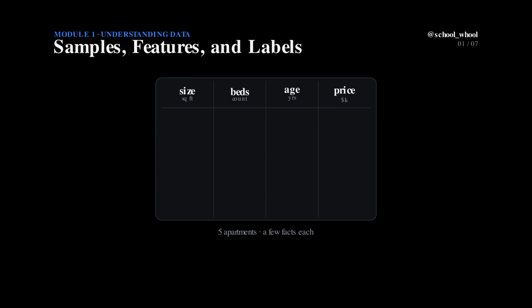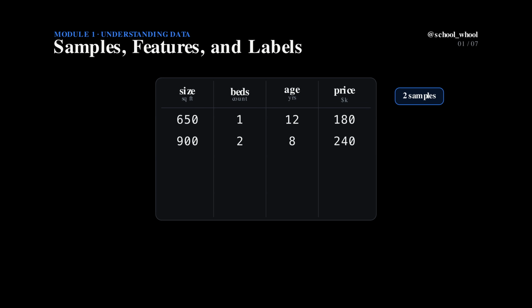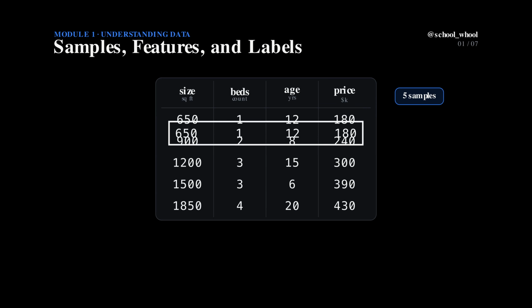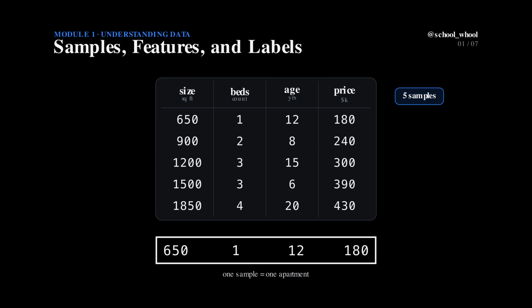Across the top sit the column headings. Down the side, we will add one entry for each apartment we know about. Each row is one sample, a single, complete example the model can learn from. Watch them fill in, one apartment at a time. 1, 2, 3, 4, 5. 5 rows means 5 samples. Lift one out, and it is simply one apartment with all of its facts attached.